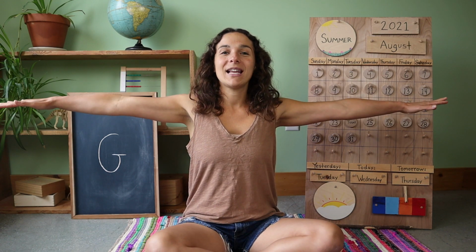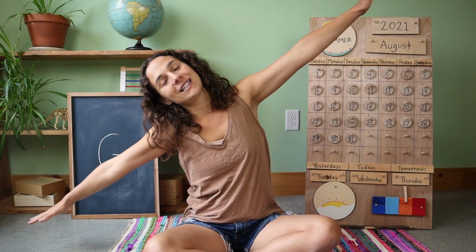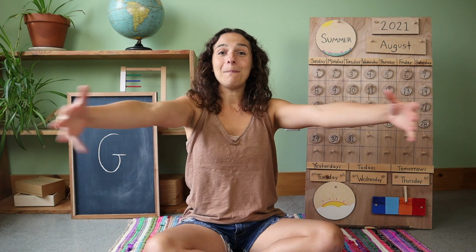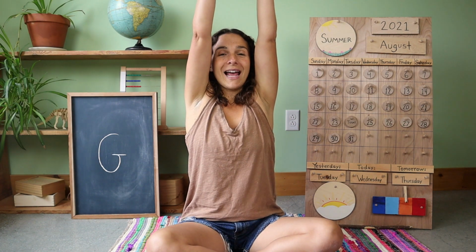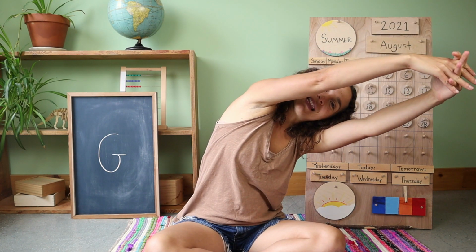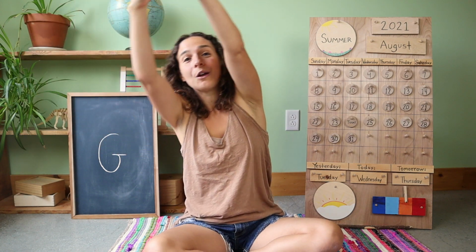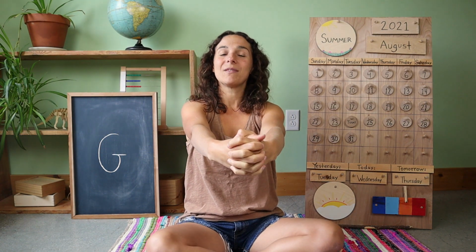Let's stretch our arms out like airplane wings. We'll fly to this side, over to the other side, fly back to the middle. Big stretch out in front of you. Stretch up over your head. Let's stretch to this side, over to the other side. One last stretch, and now it's time to sing.